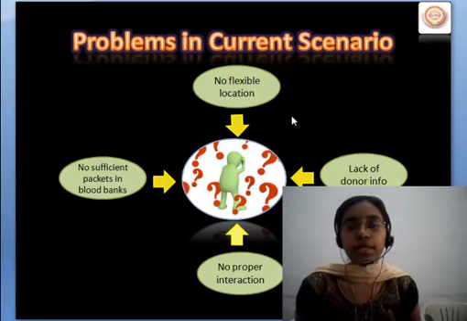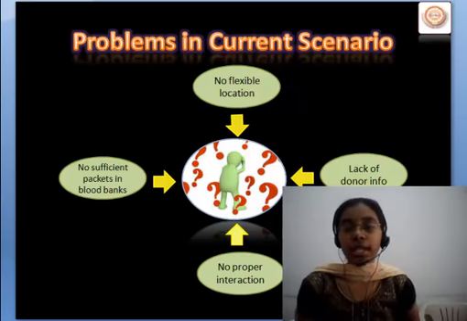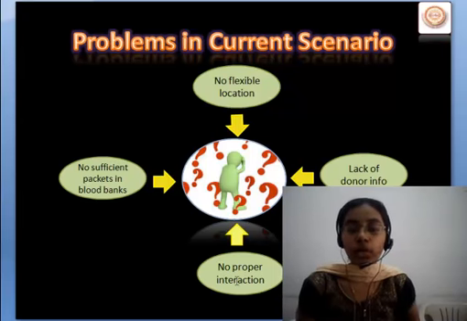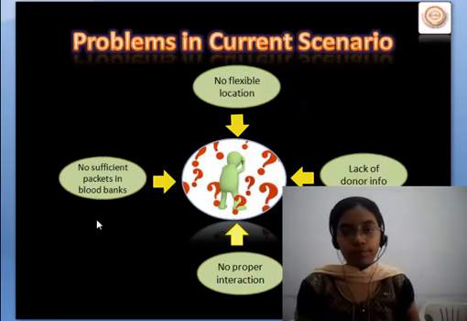The problem in the current scenario is that many people lack information about blood donors. Our application mainly overcomes this problem by providing the list of all the available blood donors. In addition, it also provides their location.